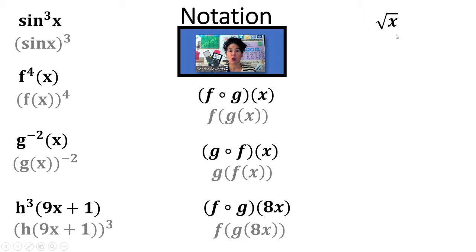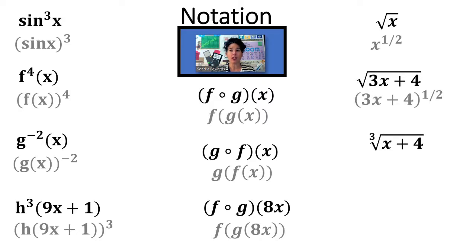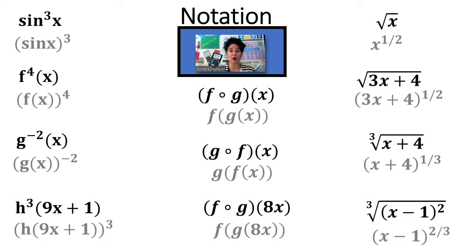When you go to exponential form, I think of it as inside out, like flipping a shirt inside out, and that means that the exponent on the inside goes over the exponent on the outside. So that's going to be to the 1/2. And here, that would be 3x plus 4 raised to the 1/2 power. Here, we'd have x plus 4 raised to the 1/3. And then here, x minus 1 raised to the 2/3.